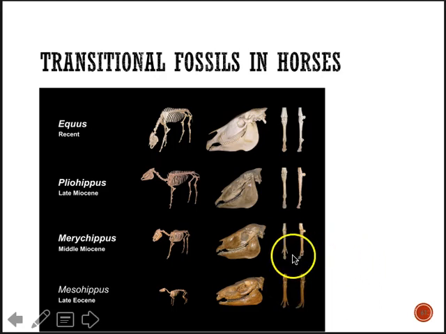If you look in Merychippus, you can see that middle finger that's kind of getting bigger, and the side fingers are getting smaller. And if you look at Pliohippus, you can see that's even more extreme. Now it's hard to see in this picture, but you can see those two little chunks of fingers kind of fusing right here. And eventually you get the kind of classic modern horse. So transitional fossil, you would say that Merychippus is a transition between Mesohippus and Pliohippus. And you could say that Pliohippus is a transitional fossil between Equus and Merychippus. Hopefully that makes sense to you.